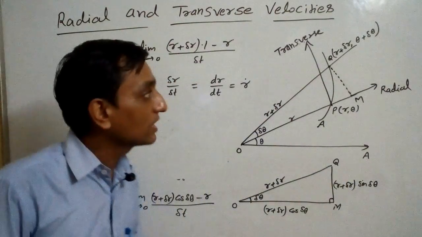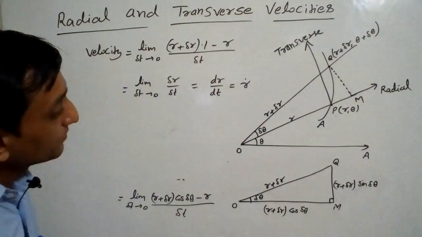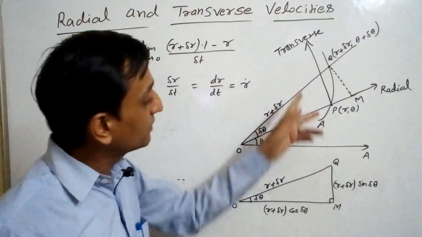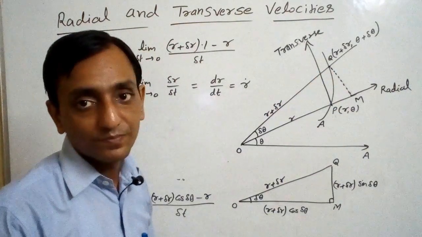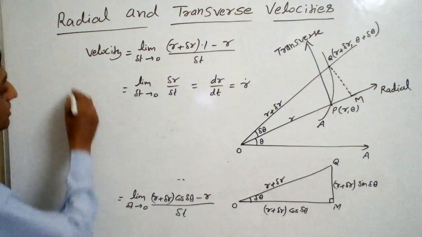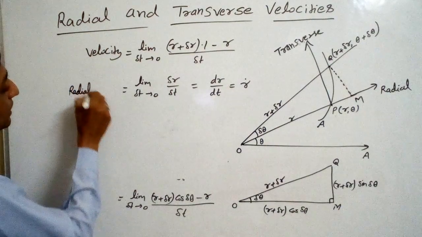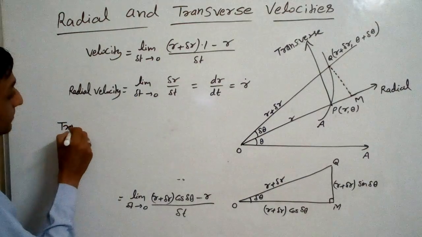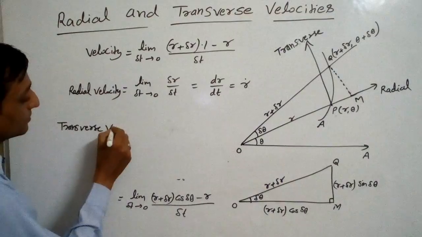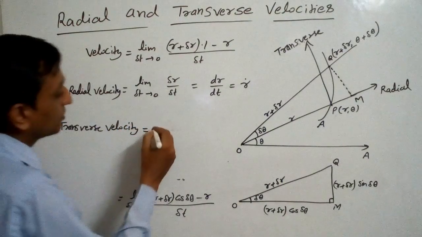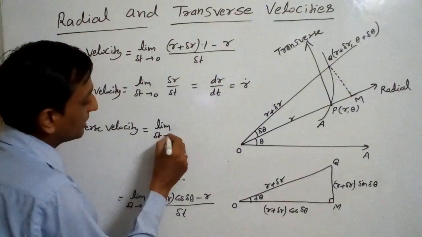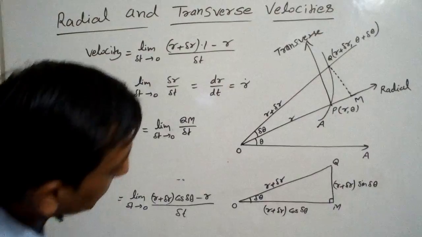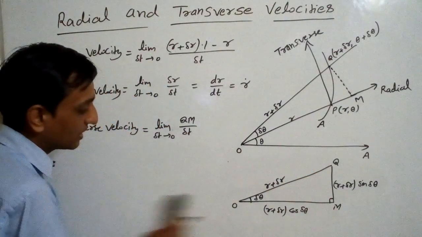Similarly, we can calculate the transverse velocity. For the transverse velocity, in the transverse direction, the displacement is QM. So the transverse velocity is the limit as delta t tends to 0 of QM over delta t. And what is QM? Here we calculate QM as (r plus delta r) sin delta theta.